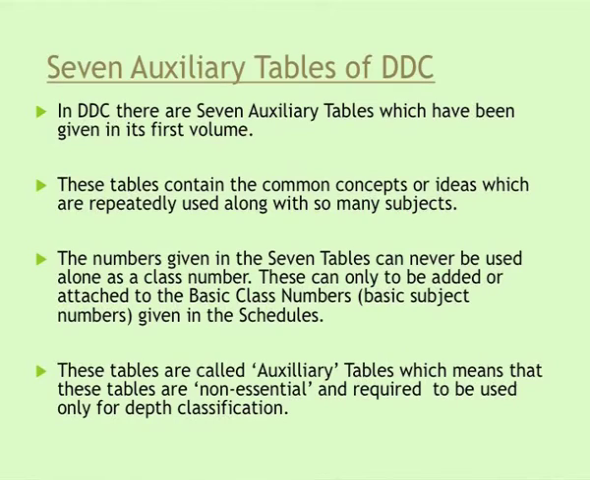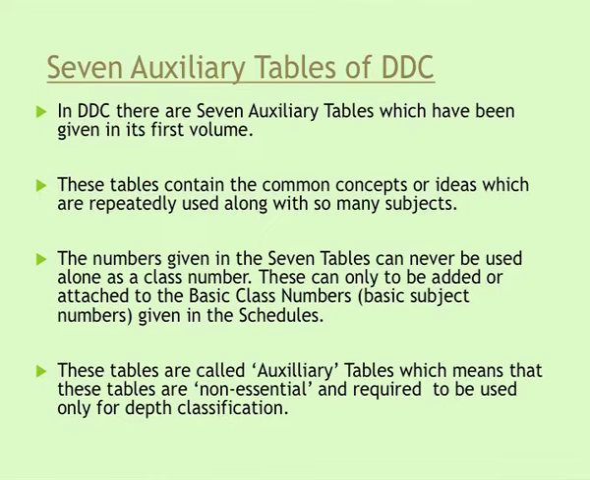Today we are going to discuss the use of Table 7 of the Dewey Decimal Scheme of Classification in classifying documents. We are going to first introduce the tables, the 7 tables which we call auxiliary tables of DDC.